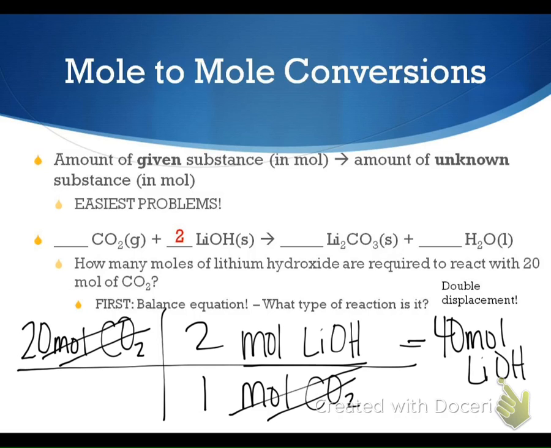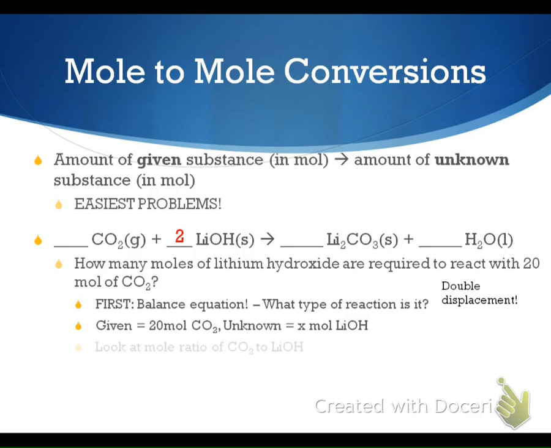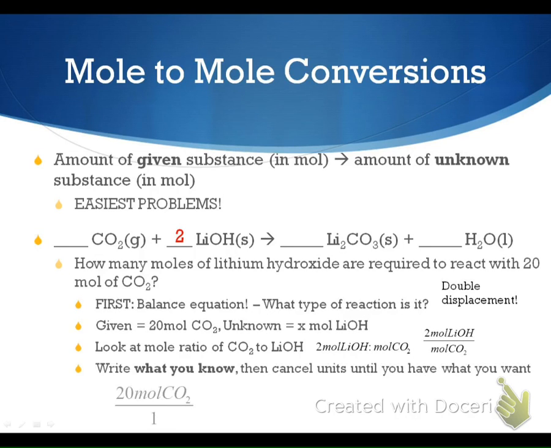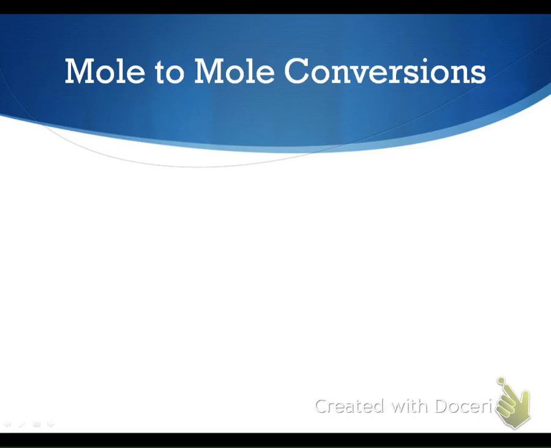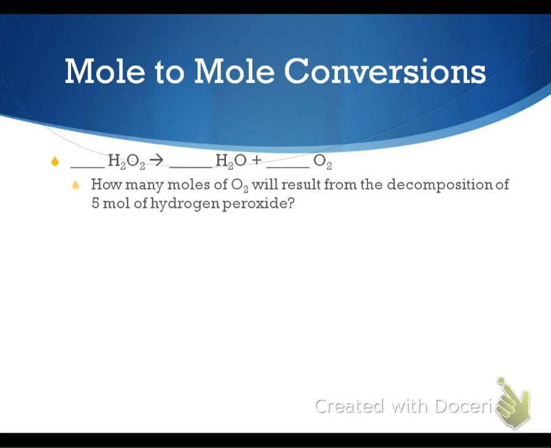Let's try another one. This works through our whole process. This just works through exactly what we did, so people that have to do it online can look at it. How many moles of O2 will result from the decomposition of 5 moles of hydrogen peroxide? First of all, let's go ahead and balance this equation. And then we'll start working through our T-chart.